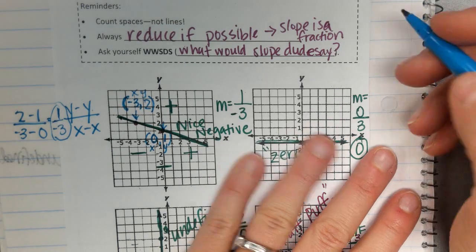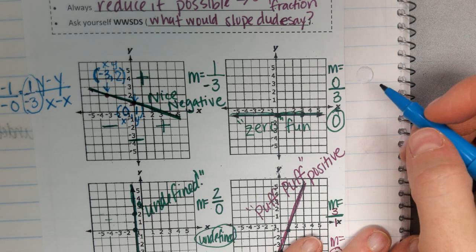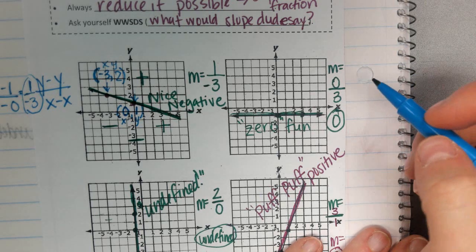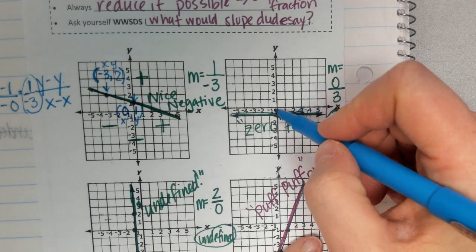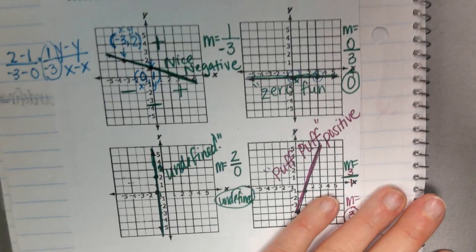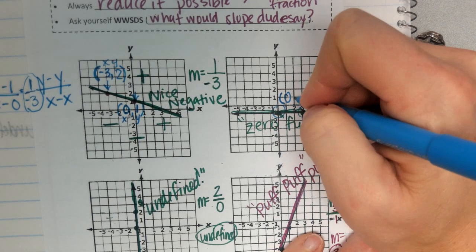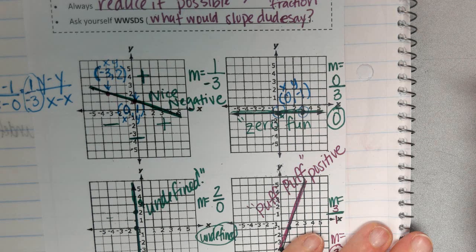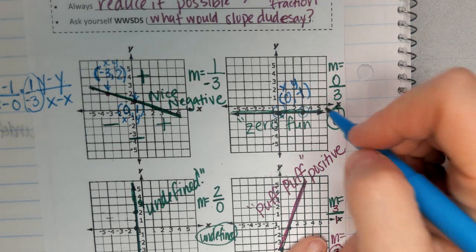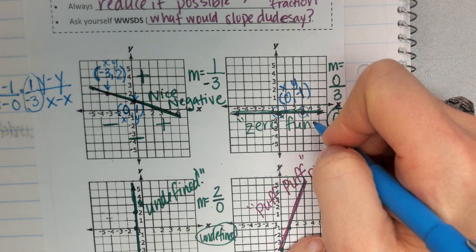Let's do another one. Let's do this one over here. We have 2 points here. We're going to go with this as our first point and this as our second point. This point right here is 0, negative 1. Our x is 0, our y is negative 1. And this point right here, our x is 3.